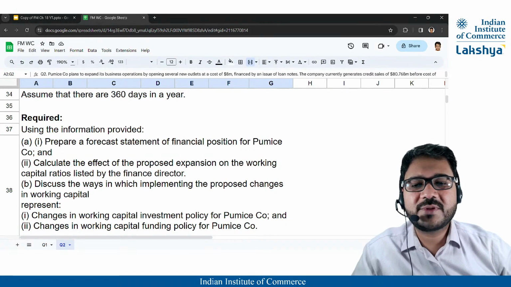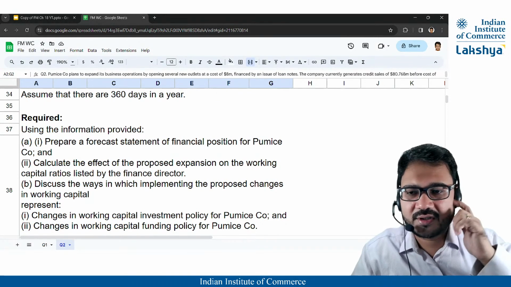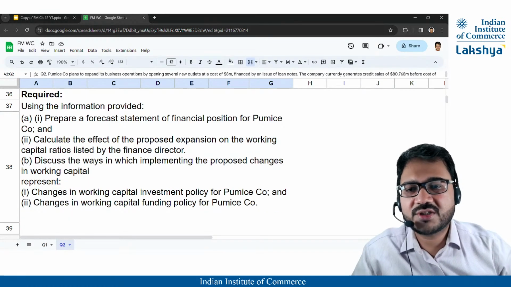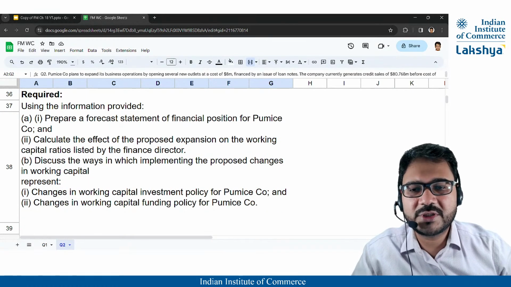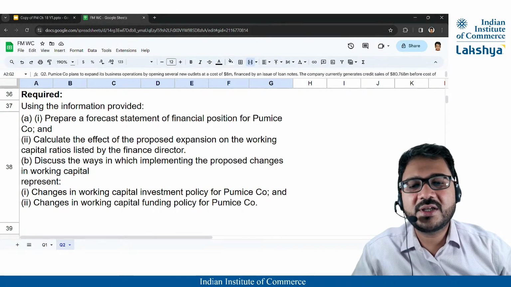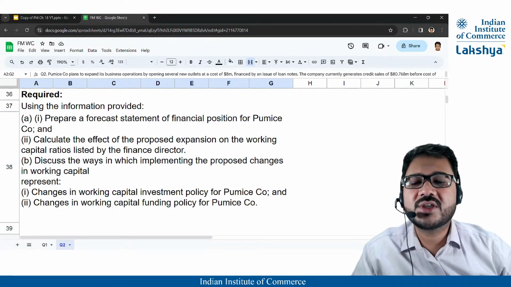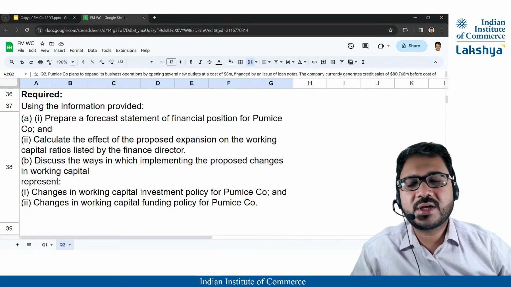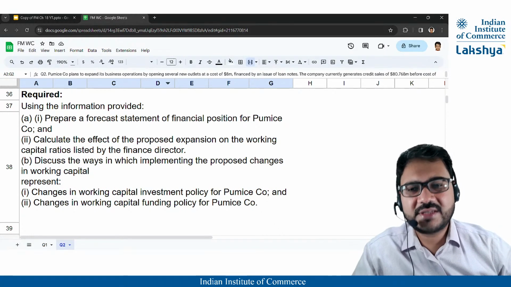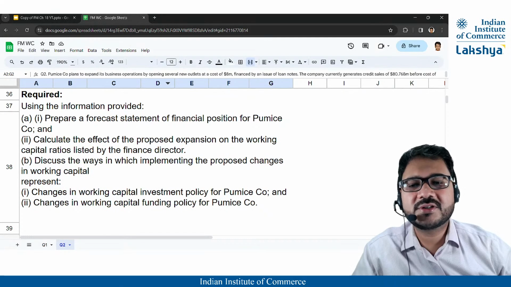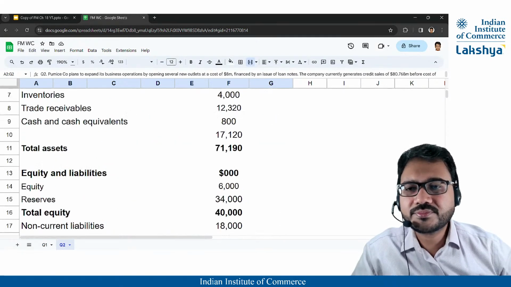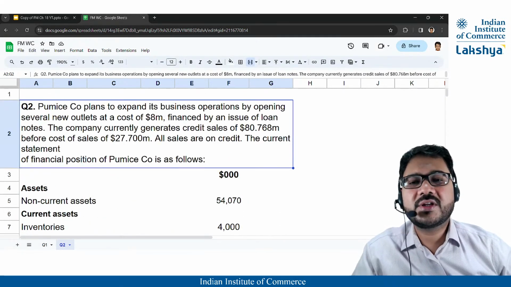Discuss the ways in which implementing the proposed changes in working capital represents change in working capital investment policy for Pumis and changes in working capital funding policy for Pumis. So we need to speak about the changes in the investment policy as well as funding policy. That is, whether we fund it through current assets or long-term assets. Let's see. There is something about the policy we need to comment on. Okay. Now we read the question.